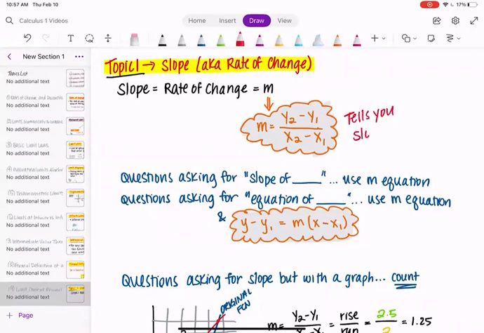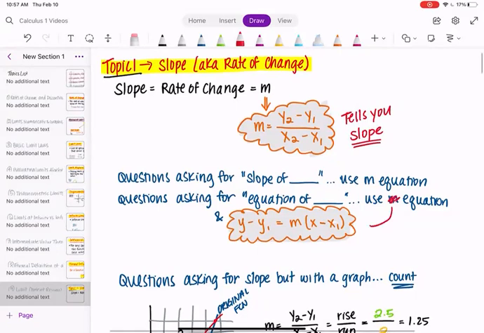And then anytime it asks you for the equation of that line that you're looking at, use this equation, not the m equation. Oh, okay, yeah. So use the m equation and that. Sorry, I forgot I wrote "and" down there. So yeah, use the m equation because you're going to need m inside that, but you're also going to need to use the point slope form of this function to get the actual equation.